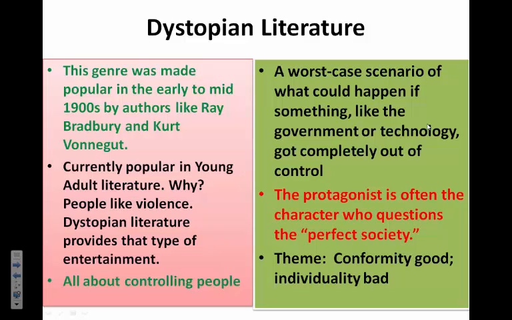Okay, it's a worst case scenario of what could happen if something like the government or technology got completely out of control. The protagonist is often the character who questions the perfect society. The theme is conformity is good, individuality is bad. And usually in all of those books, that theme comes through when the main character or the protagonist rebels against whoever is in control.